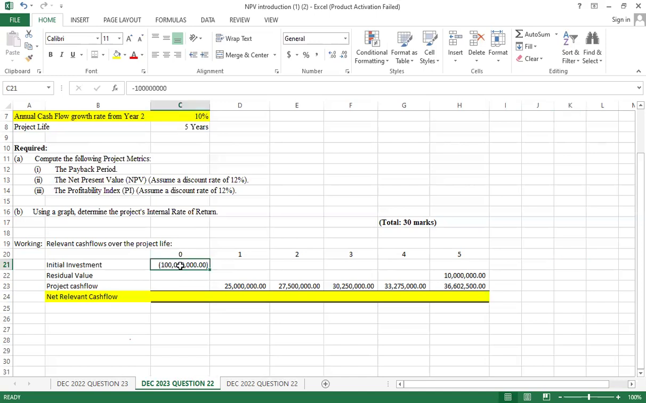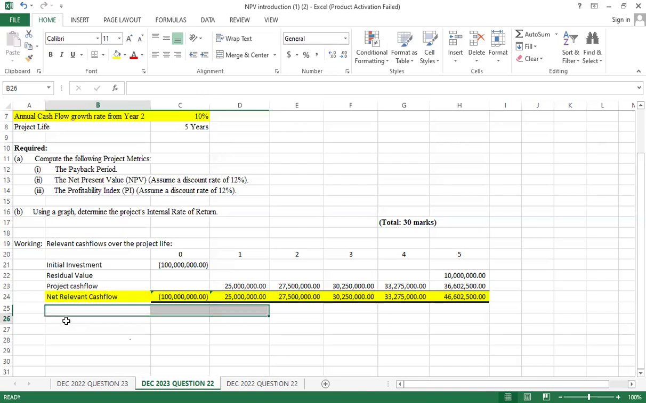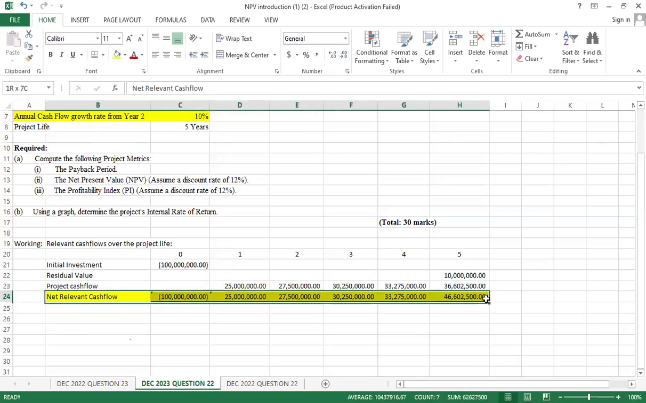And in this case, what you do is just add them downwards. What is the total for each year? So these are the cash flows which we get. Now, you cannot answer the question until you have computed these net relevant cash flows. These are now the summarized cash flows for the project per year. And once we have that, we can now answer what the question wants.